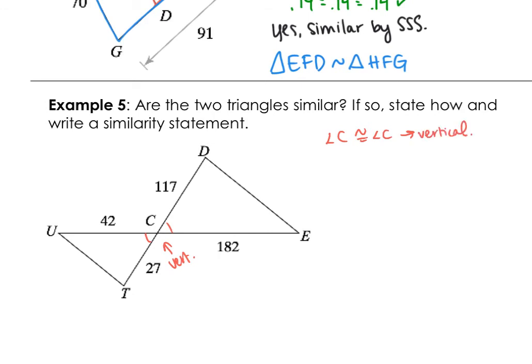Okay, so there's our angle. Now we need to check our sides. So we need to match up the small and the medium. So 27 is the smaller, 42 is the medium, and then in looking at the other side, 117 is the small and 182 is the medium.